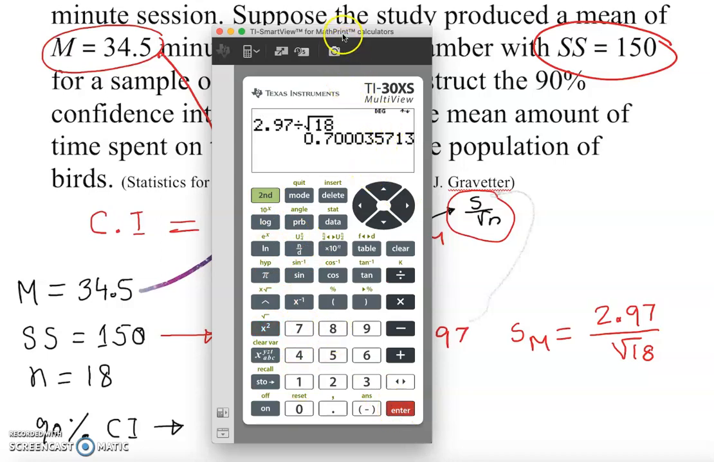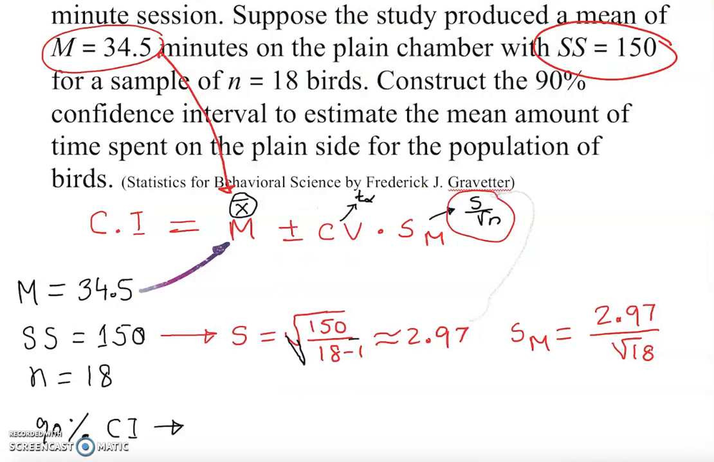So 0.70, approximately. 0.70 is the standard error of the mean. Okay, so now we have everything. This time, this one is directly given. So we are ready, except for the critical value. So how do we find a critical value?